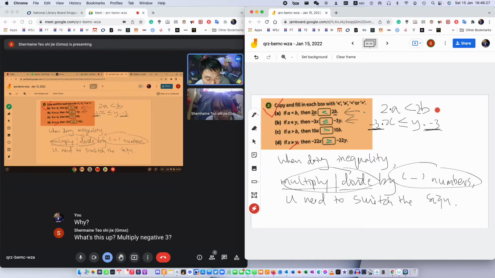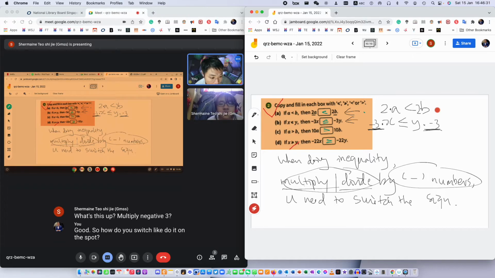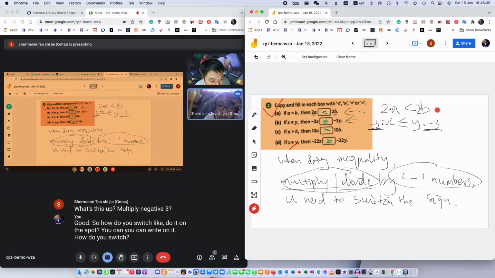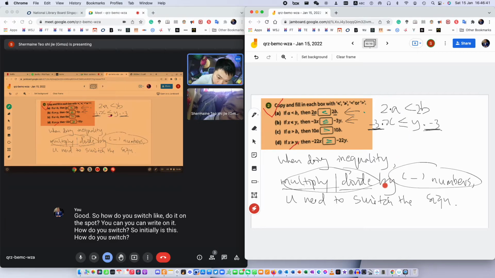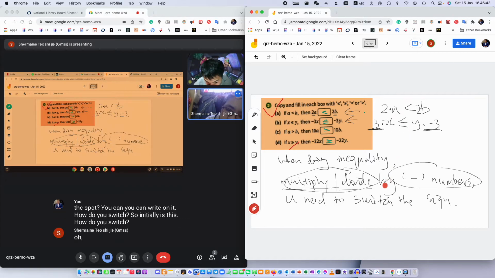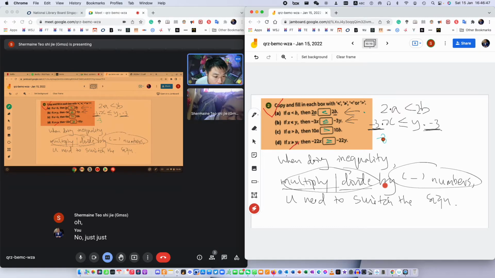Good. So how do you switch? Do it on the spot. You can write on it. So initially it is this. How do you switch? No, just correct it in place. No need to write another one.